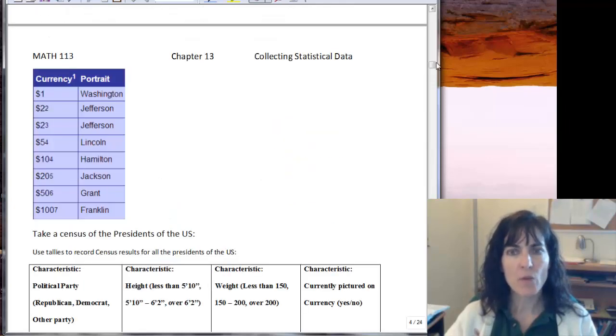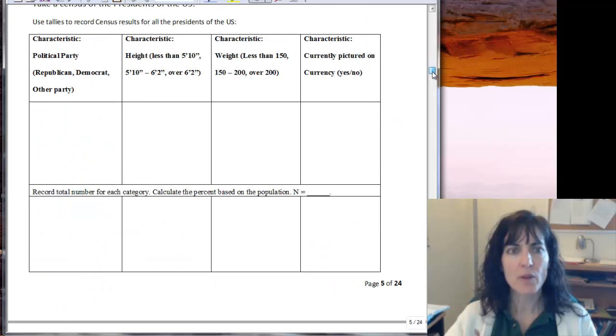Then on this chart, the other thing we want to look at is their height. And so I made categories. I just looked at the data for where the presidents' heights were, and then I made less than 5'10", 5'10" to 6'2", and then over 6'2". So that's what the categories are for height. And then weight, I made a less than 150, a 150 to 200, and then an over 200. And that's where we'll put our corpulent President Adams.